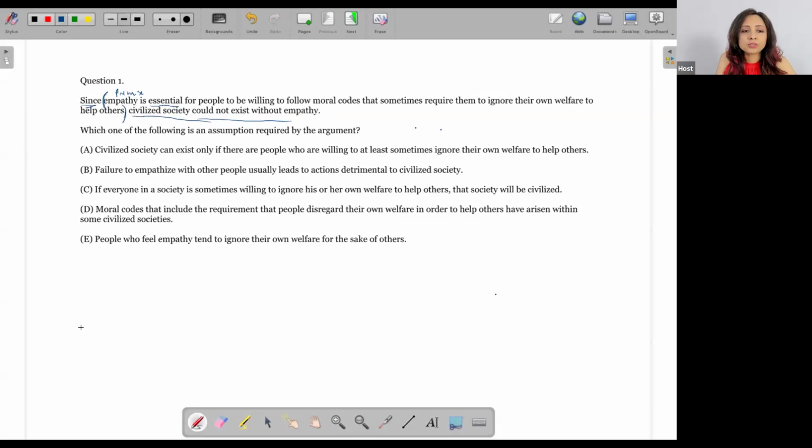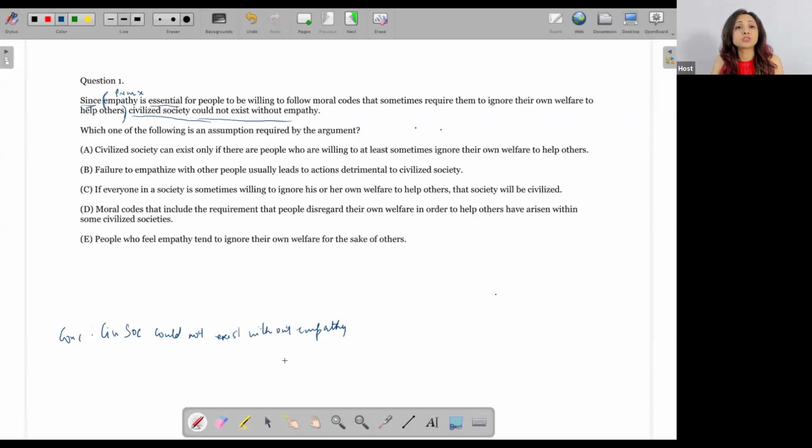So now I will write, and as I said, I'm going to go very cleanly, very slowly so that we understand exactly what we are talking about. So civilized society, it says, could not exist without empathy. Yeah. All right. And make sure that this is not data given to us. So if you want, you can just hide it with your hand. Just look at the rest of the data.